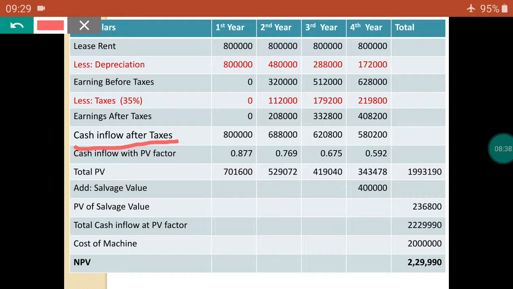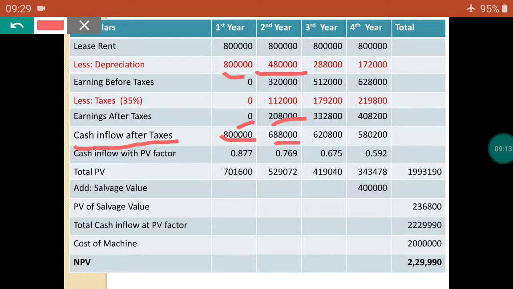See here, they are putting 8 lakh rupees, plus 0, we are getting 8 lakh rupees the first year. Second year, the depreciation is 4 lakh 80,000 rupees. Add 2 lakh 8,000, and you can get 6 lakh 88,000 rupees.